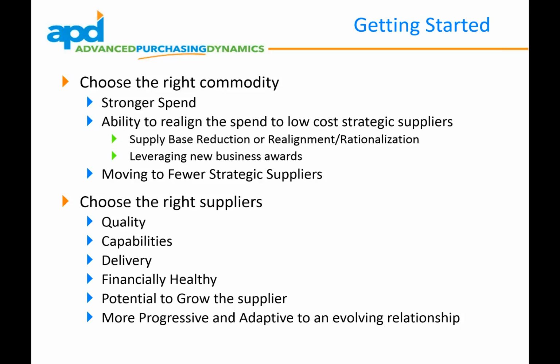Does somebody have the ability to realign the spend to low-cost strategic suppliers? And by realigning the spend, I mean move from supplier A to supplier B. If supplier A is not willing to sign up for open book cost modeling, and supplier B is, well, there's a great opportunity to move from one to the other. And do you have the ability to leverage new business as you go forward to these suppliers who have agreed to this sort of approach? And do you have a desire, or are you willing to move to fewer strategic suppliers? And again, I'm talking in situations where you can move from many to a few, not from a few to even fewer necessarily, although in certain instances that may be very appropriate.